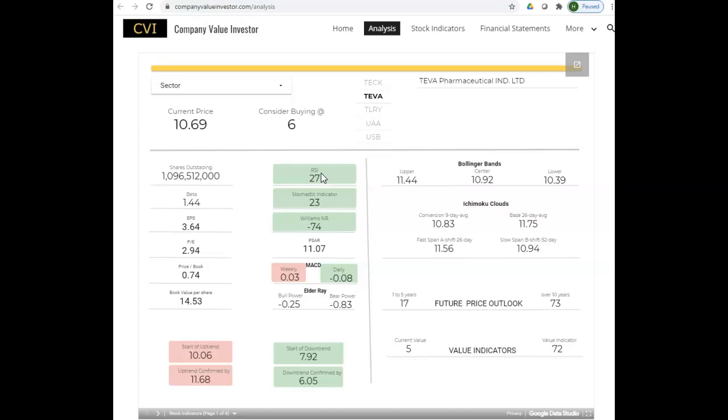The indicator turns to a green color. Oversold means that investors are selling the stock. The stock price is decreasing. Again, supply and demand. Any number between 31 and 69 is considered to be in the middle.